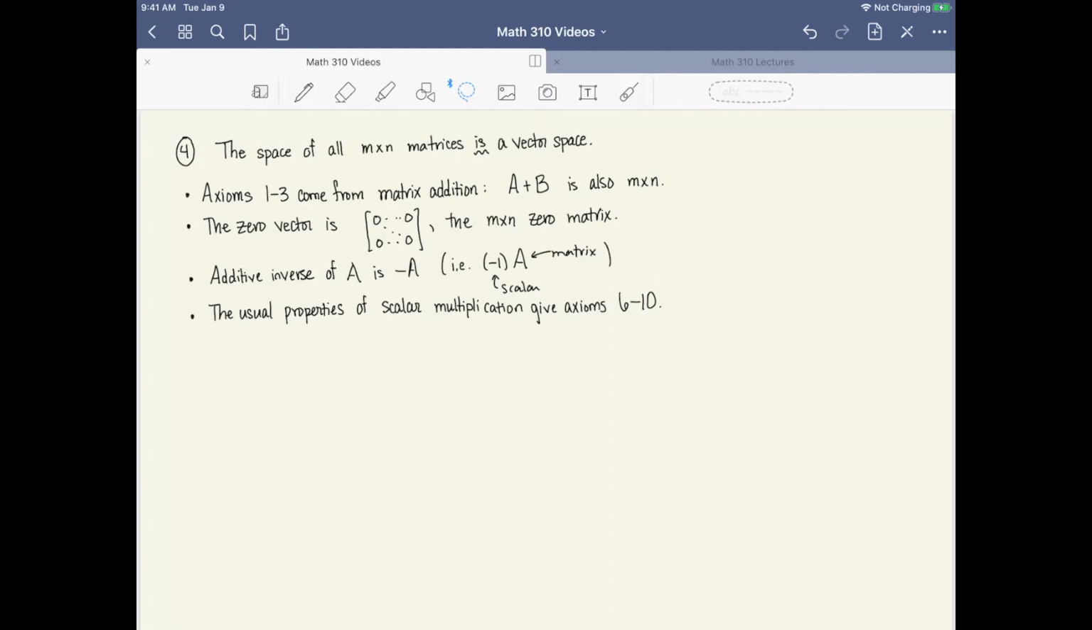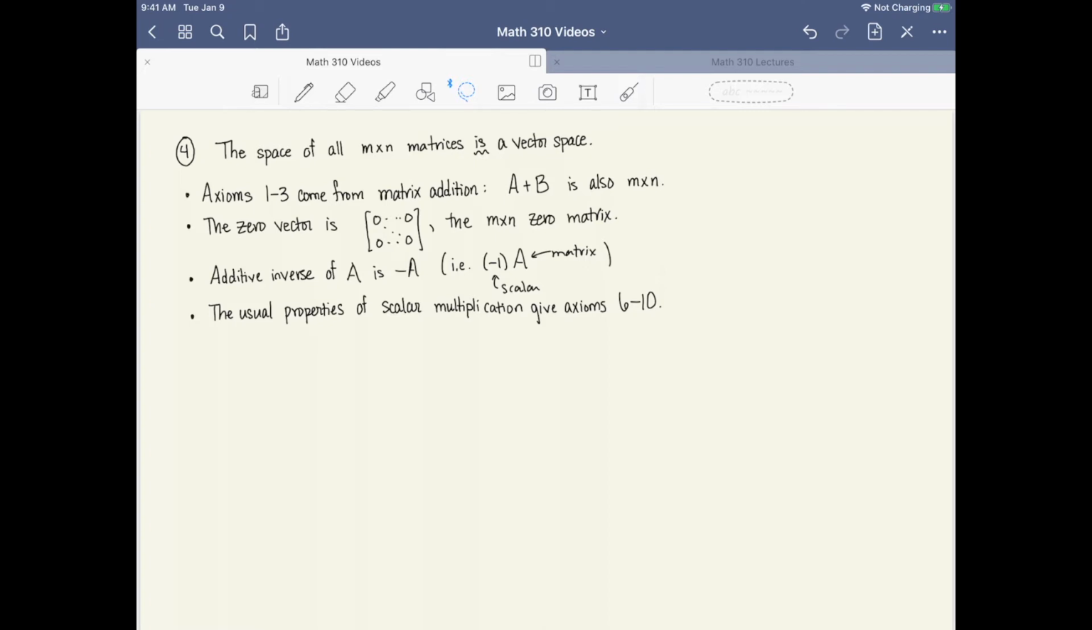Matrix addition is commutative and obeys all the rules that we expect. The zero vector in this vector space is going to be the m by n matrix that's populated by all zeros. And the additive inverse of a matrix is just going to be minus A, meaning I'm taking scalar multiplication by minus 1. And all of the usual properties of scalar multiplication that we've been working with matrices give us the rest of the axioms 6 through 10.